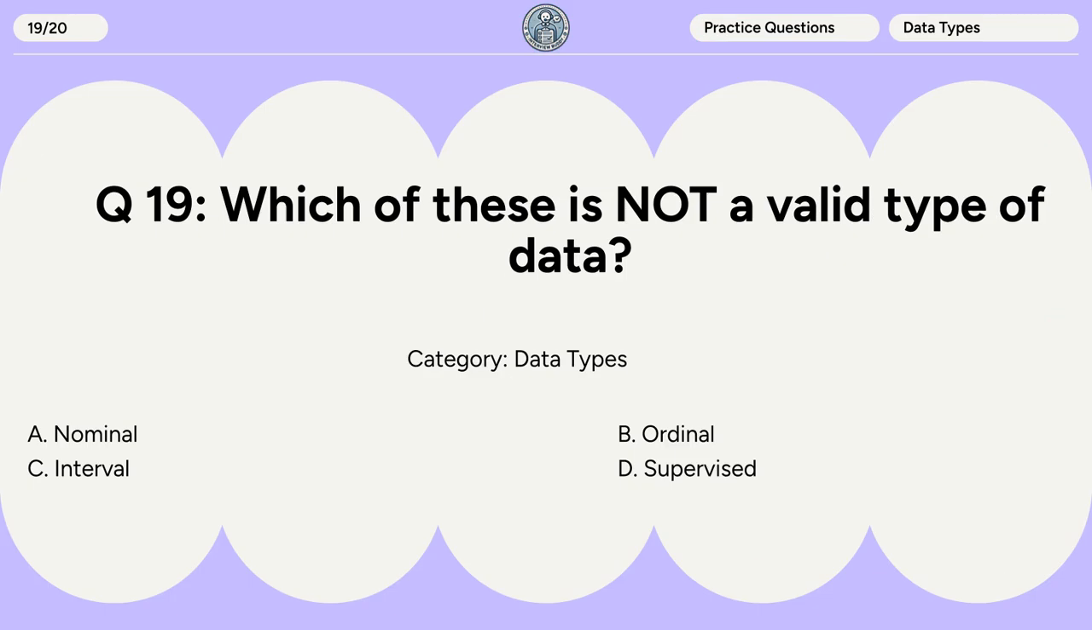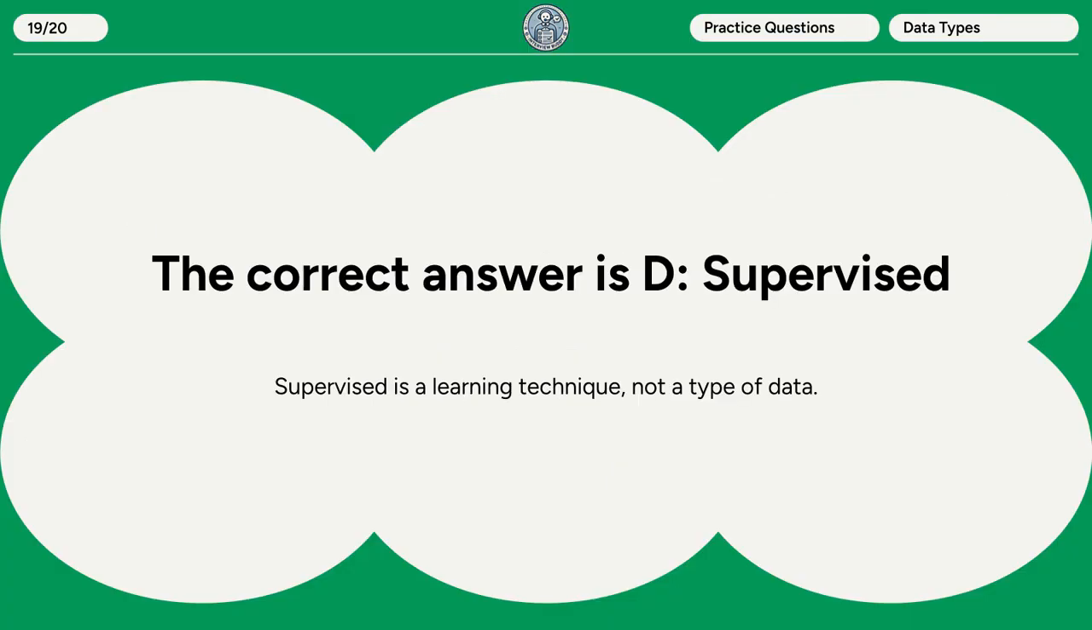Question 19. Which of these is not a valid type of data? A. Nominal. B. Ordinal. C. Interval. D. Supervised. The correct answer is D. Supervised. Supervised is a learning technique, not a type of data.